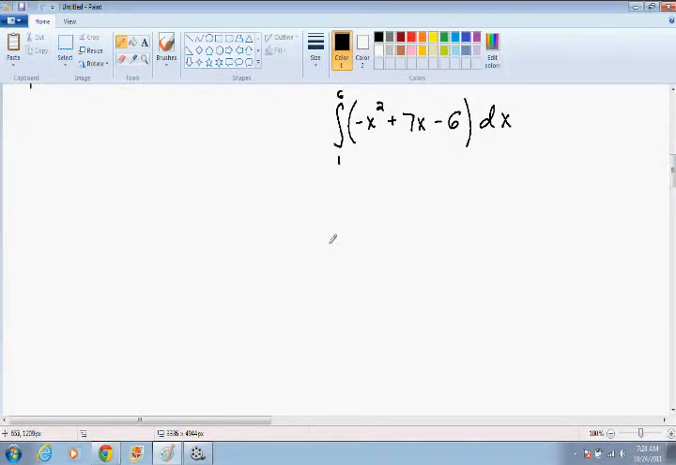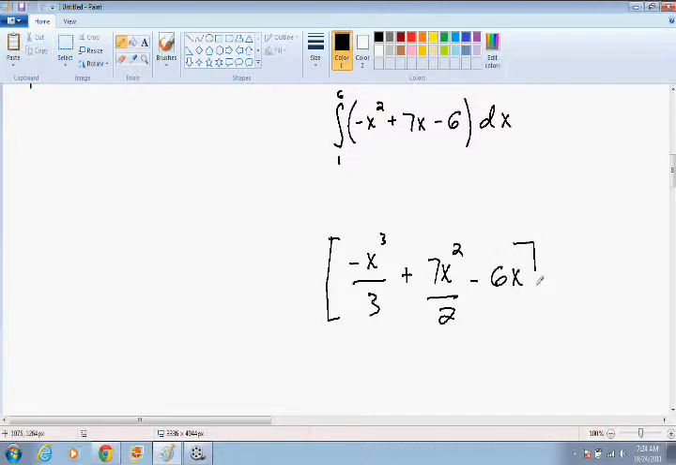So if we integrate the function, negative x squared becomes negative x cubed over 3, plus 7x becomes plus 7x squared over 2, and minus 6 becomes minus 6x. And this is a definite integral with an upper limit of 6 and a lower limit of 1. If you don't know how to do definite integrals and you didn't follow the step I just did, you can go back and watch my video on definite integrals.